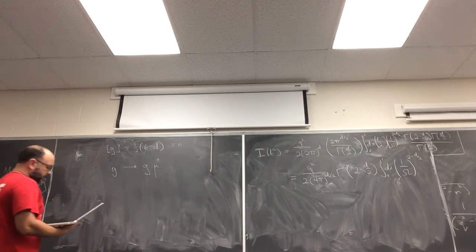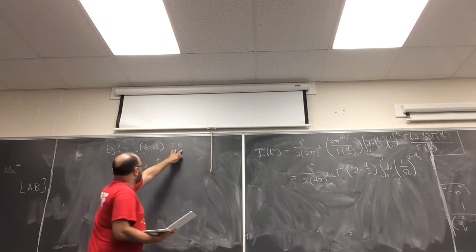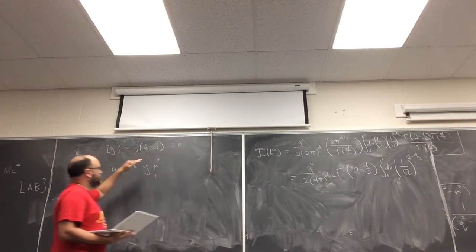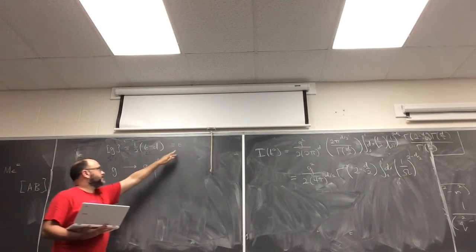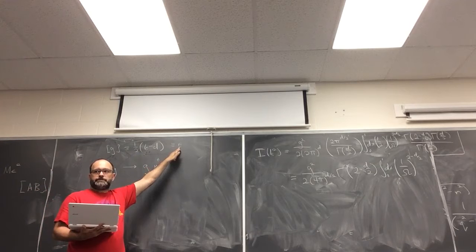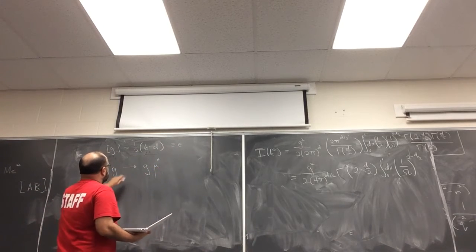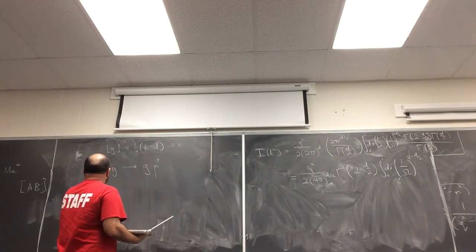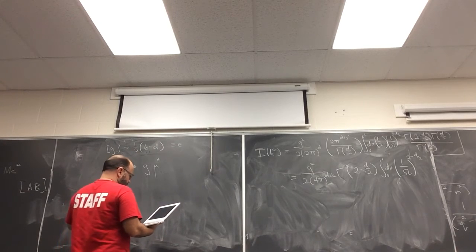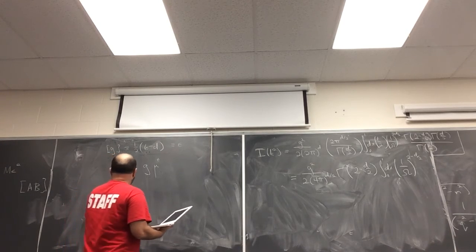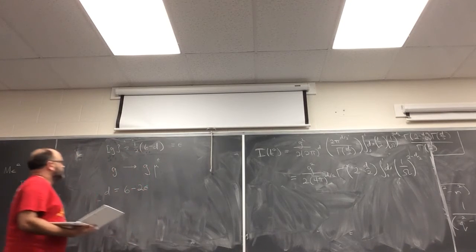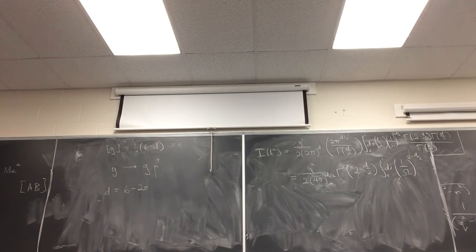So let's use this expression. When we take the limit of d goes to 6, we're basically taking the limit of epsilon goes to 0. So let me use this to write d, and doing the algebra, d is 6 minus 2 epsilon. This is the dimension that I want to plug into our integral, and then take the limit of epsilon goes to 0.